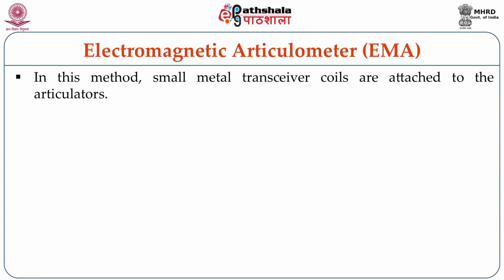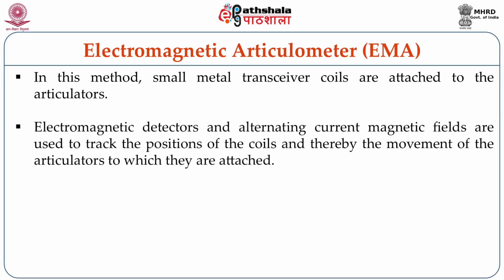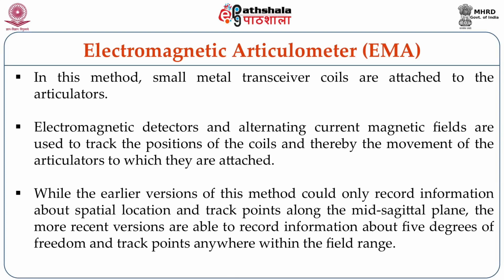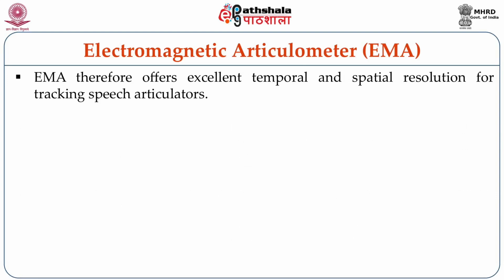The next method that we will talk about is called the Electromagnetic Articulometer, otherwise known as EMA. In this method, small metal transceiver coils are attached to the articulators. Electromagnetic detectors and alternating current magnetic fields are used to track the positions of the coils and thereby the movement of the articulators to which they are attached. While the earlier versions of this method could only record information about spatial location and track points along the mid-sagittal plane, the more recent versions are able to record information about 5 degrees of freedom and track points anywhere within the field range. EMA therefore offers excellent temporal and spatial resolution for tracking speech articulators.